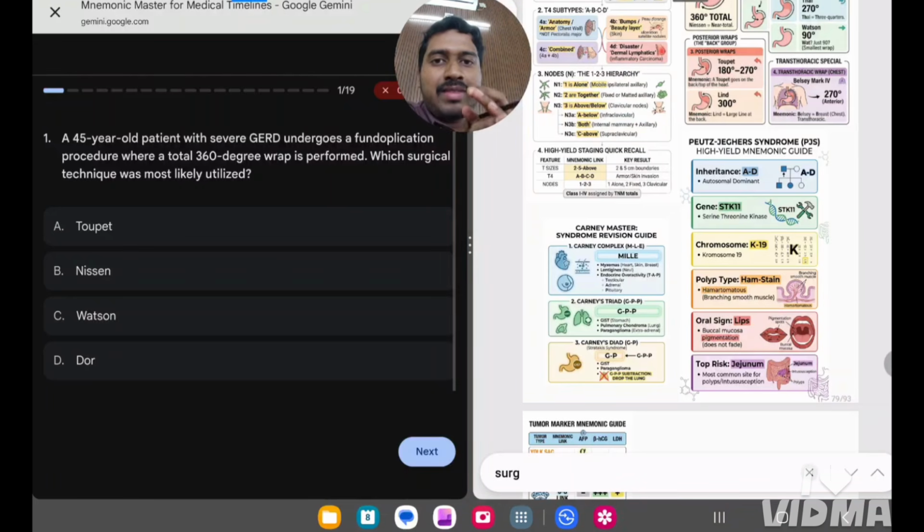So in last part 1 we had covered pediatrics and we had covered OBG. So in this part we'll be covering surgery and orthopedics, very important forgetting topics. Okay. So here's the first question. 45-year-old with GERD undergoes fundoplication. So basically you have to identify which type of fundoplication has 360-degree wrap.